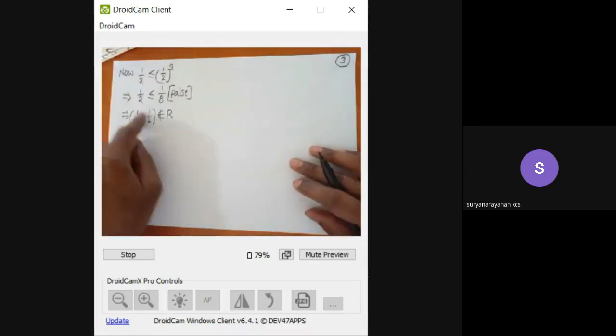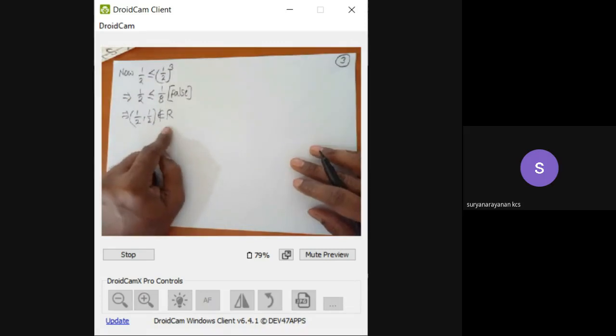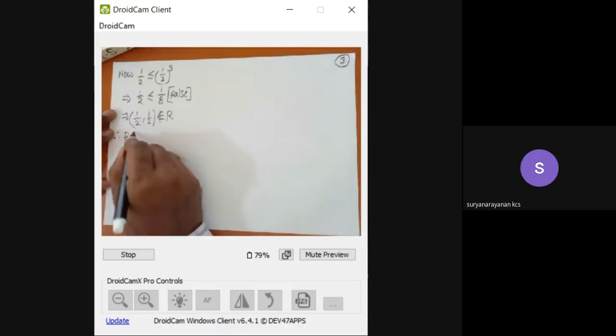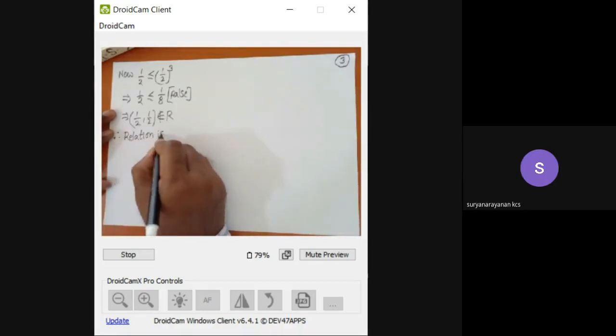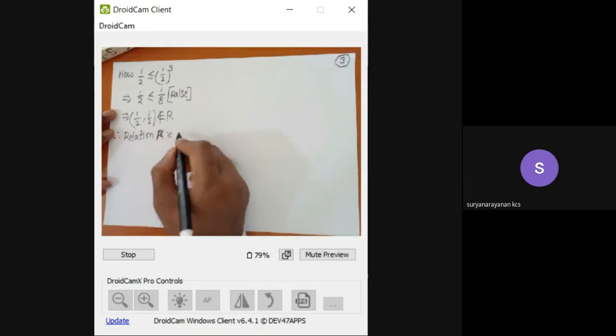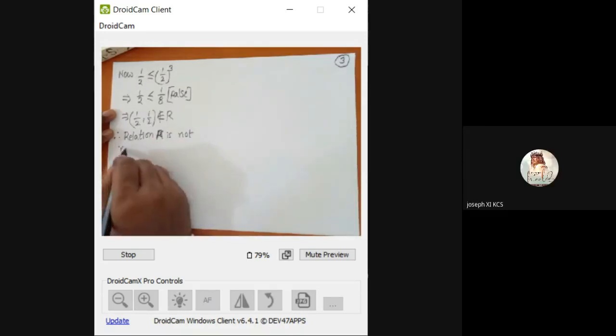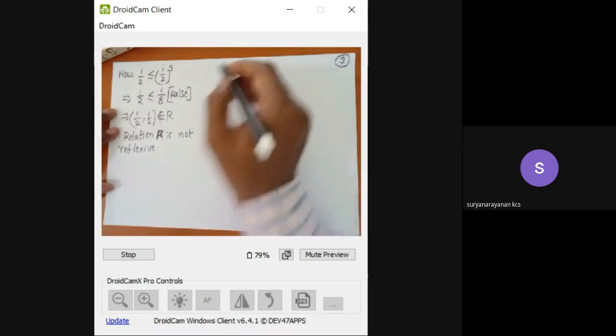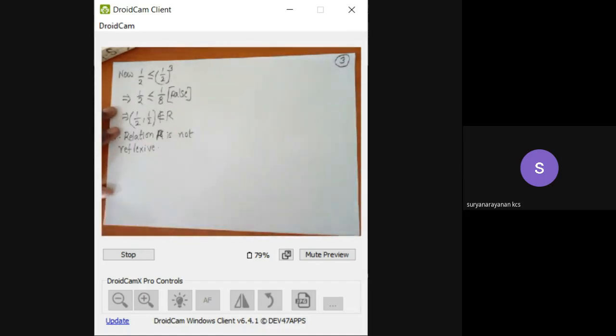does not satisfy this condition. Means the relation R is not satisfying the condition of a reflexive relation. The ordered pair 1 by 2 comma 1 by 2 does not belong to R. Okay, my children. Therefore, what do you say about this relation? Therefore, our relation R is not reflexive. Now come to the next relation, that is symmetric.